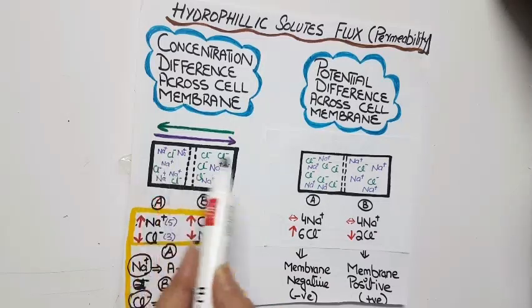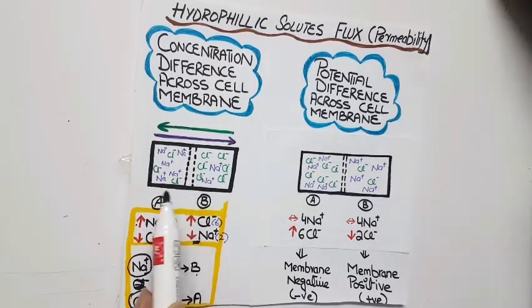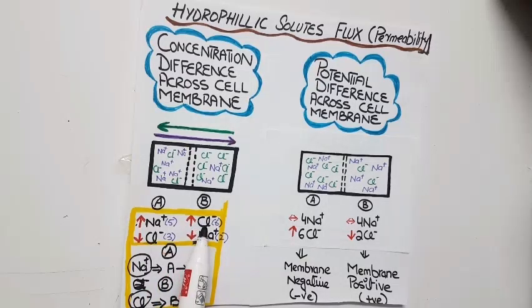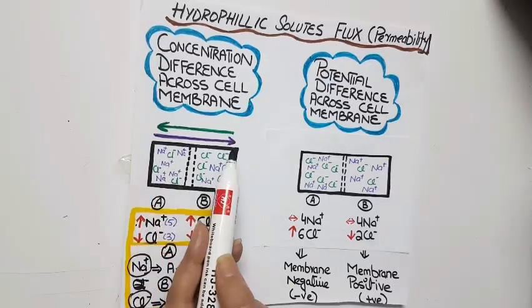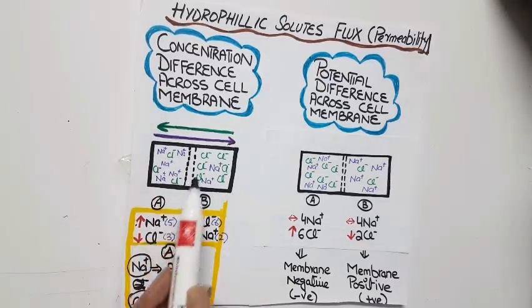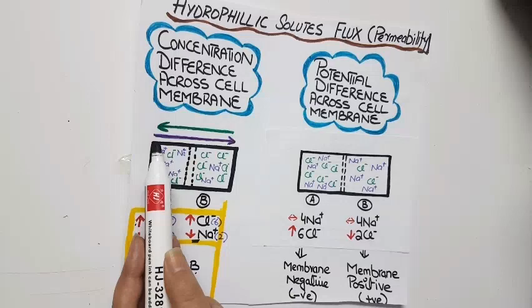We have this container-like structure which is divided by a thin membrane. On the A side we have more sodium ions and fewer chloride ions, and on the B side we have more chloride ions and fewer sodium ions. So there is a concentration difference of the ions on the A and B sides. As a result of this concentration difference, sodium will diffuse from A to B, from the higher to the lower side, and chloride ions will diffuse from B to A, from greater to lower side.